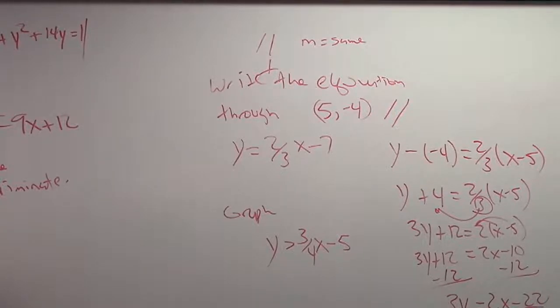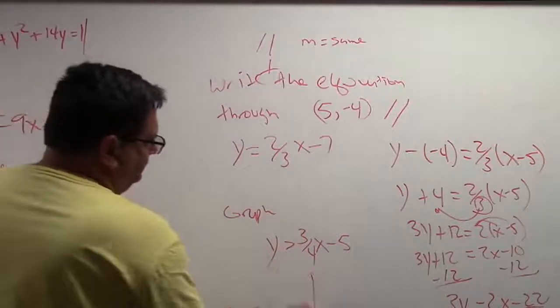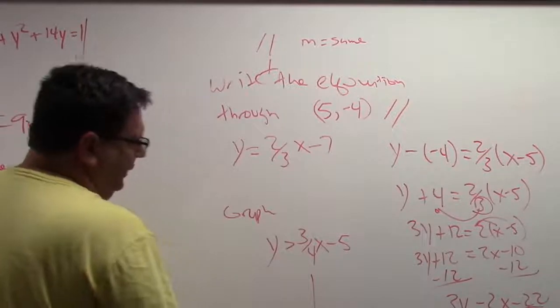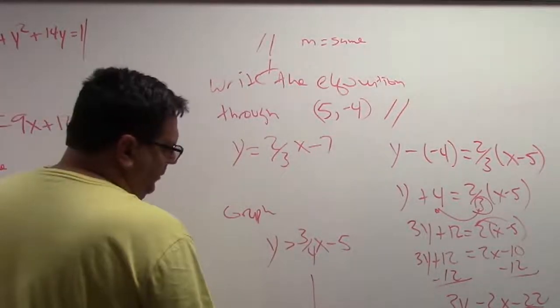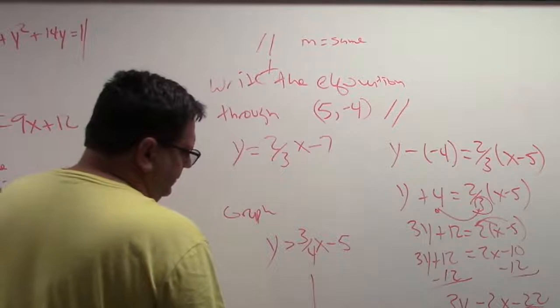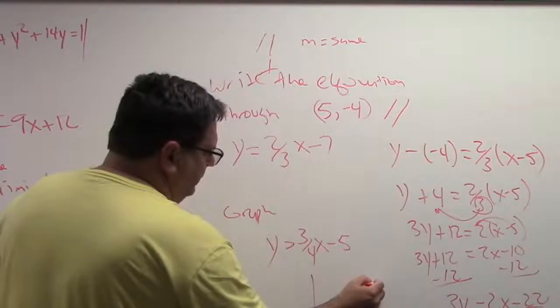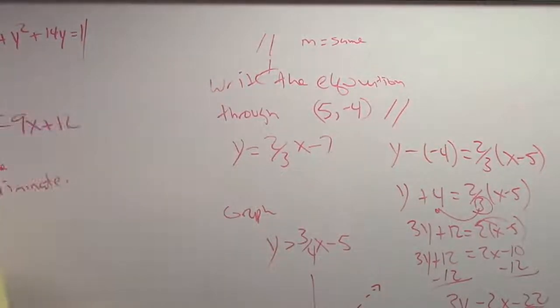All right. Now, how do you graph 3/4 x minus 5? We're down 5. Up 3 over 4. It's a dotted line because it's greater than, not equal to. Brooklyn? Dotted line, right? Solid line if it's equal to. Greater than or equal to, less than or equal to, it's a solid line. All right.